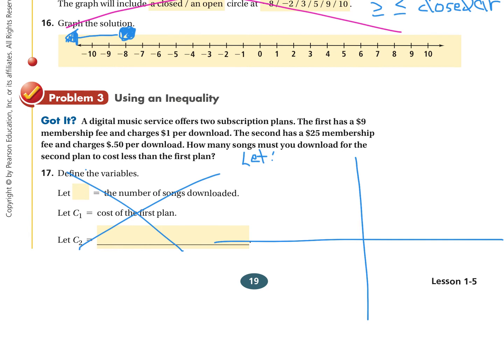All right, so the first plan right here has a $9 membership fee and charges $1 per download. Wouldn't we need to know the download in order to determine how much money we spent? So the first has a $9 membership fee and charges $1 per download. And then the second has a $25 membership fee, so that's quite a bit of difference right there, and charges 50 cents per download. So the download cost is half as much, but the membership fee is quite a bit more. So again, I need to know the number of downloads in order to solve the problem. So I'm going to let X equal my number of downloads.